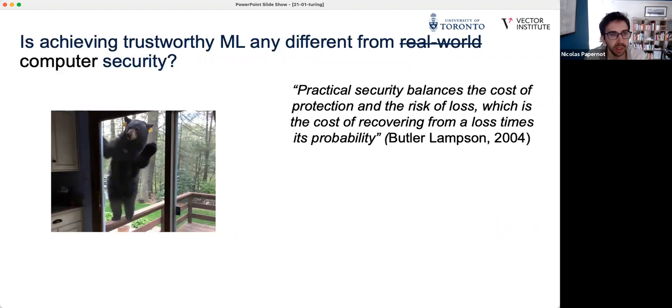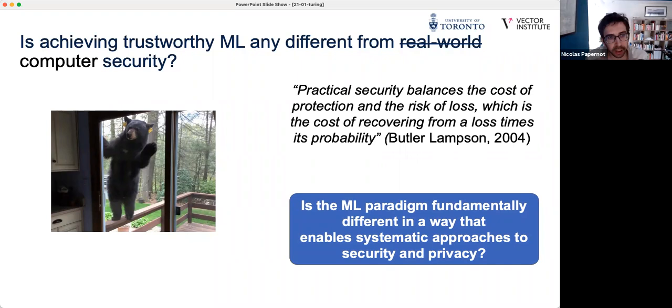Taking a step back, does that mean that we're locked into this arms race, as is the case for a lot of computer systems, where just like real world security, we have to balance the cost of protection with the risk of loss, right? If you have a home, you're going to put a lock on your door. It will prevent most burglars from entering your home, but it's not going to prevent a black bear from entering your home. And the question I'm asking is: is machine learning introducing a paradigm that is sufficiently different for us to be able to reason about trustworthy machine learning in a principled way, so that we can avoid this arms race?